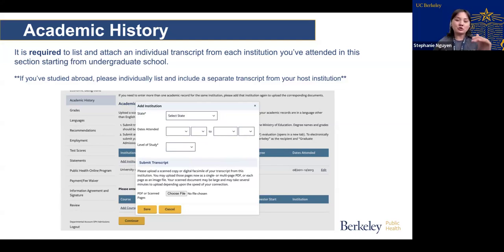And again, all you have to do is just scroll down to the bottom of the page and you'll see where it says add institution, submit transcript, and that's where you'll include your transcript. Again, it has to be one per institution. So if you've attended community college at Berkeley City College and you've attended UC Berkeley, we will require 2 transcripts for that. We want to make sure that all of the information is correct, up to date, and that way if there's anything that did not transfer over for your finalized transcript, we can assess and reach out to you if there's something that we need and we don't see, etc.